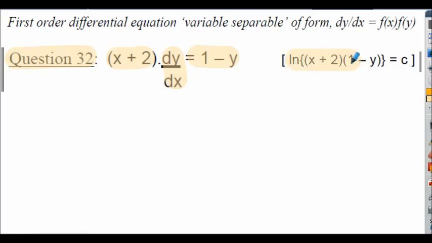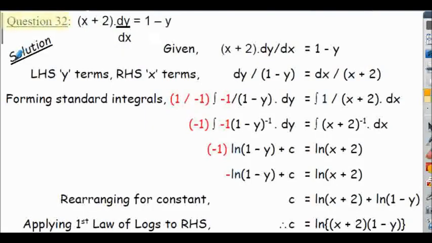The solution is shown here in the square bracket, and notice it's stated as constant c is equal to the ln function. The full route solution is shown on the following slides. Question 32 solution. We're given the equation of x plus 2 in the bracket multiplied by dy by dx is equal to 1 minus y. Again, we're going to rearrange the equation to divide both sides by 1 minus y. We have dy divided by 1 minus y. Then multiply both sides by dx and divide both sides by x plus 2. On the right hand side we have dx divided by x plus 2 in the bracket.